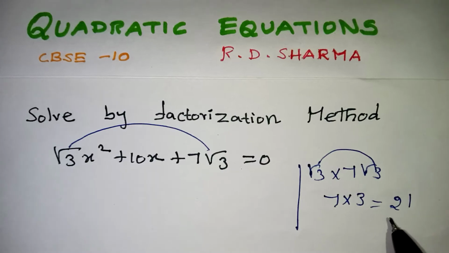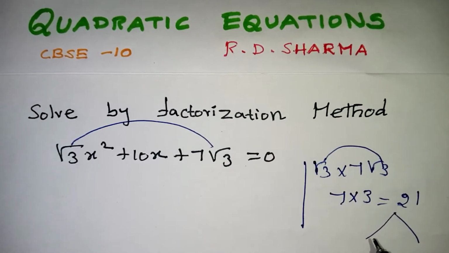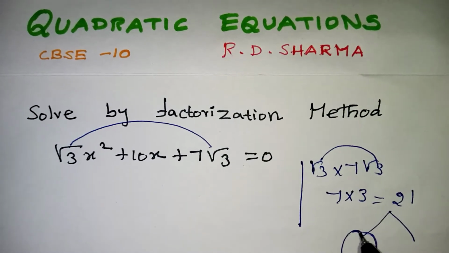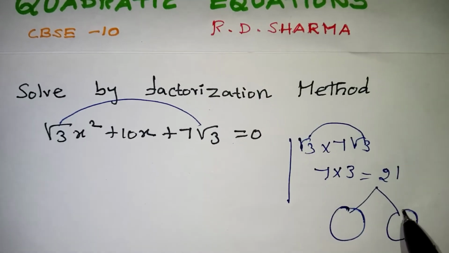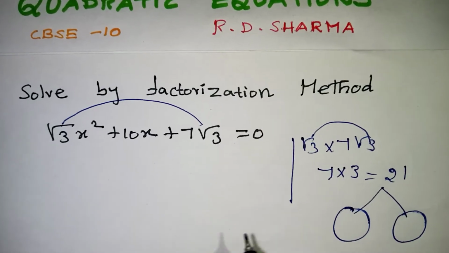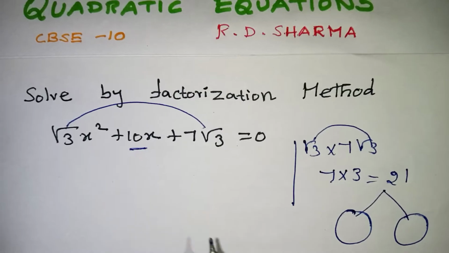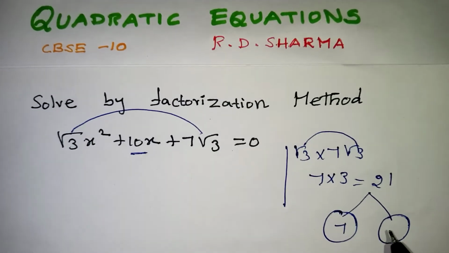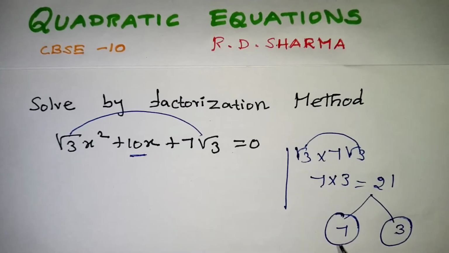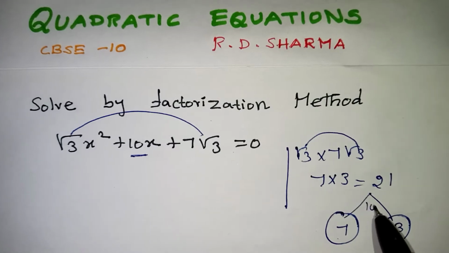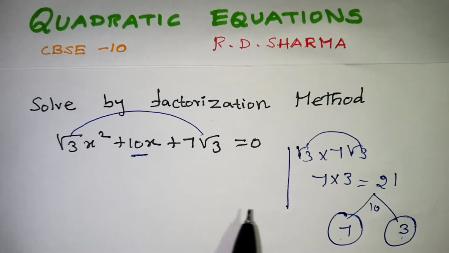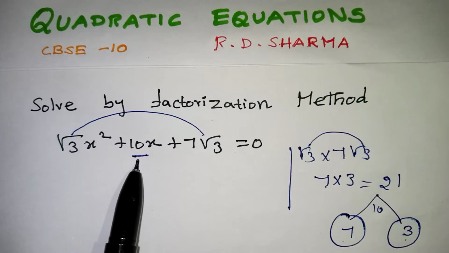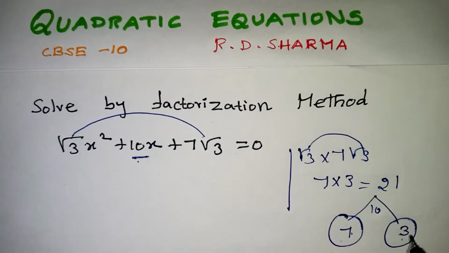Now we are going to find the factors for 21. We need to find two numbers such that when we multiply, 21 should come, and when we add, 10 should come. Very simple: 7 into 3 will give you 21, and if you add 7 and 3, definitely 10 will come. That is our middle term. So we are going to replace the 10x by 7x and 3x.